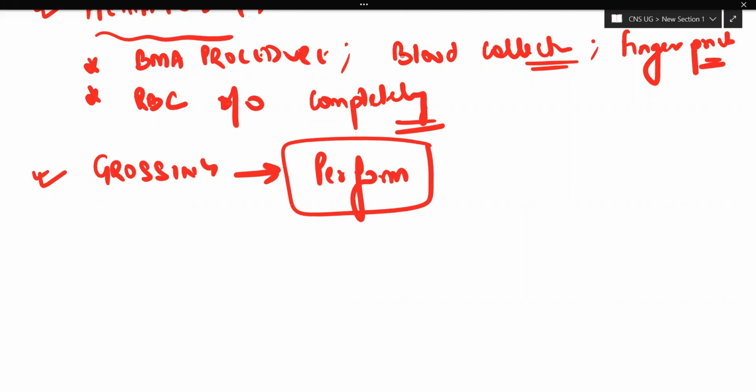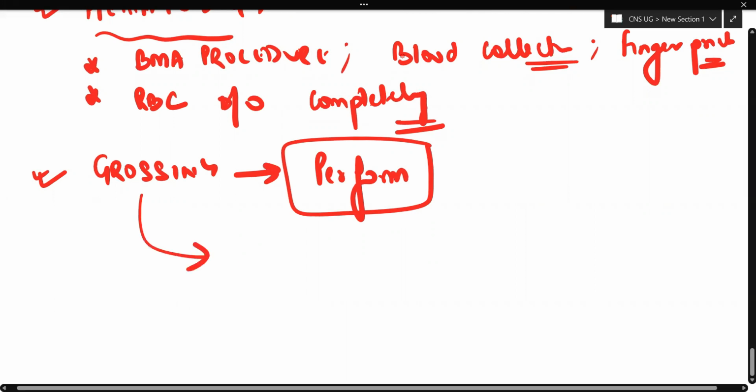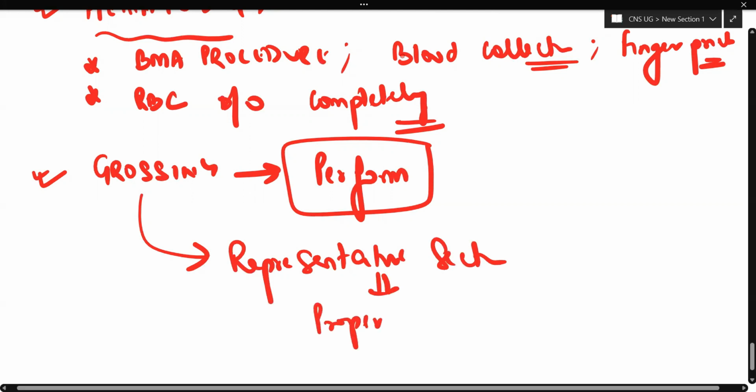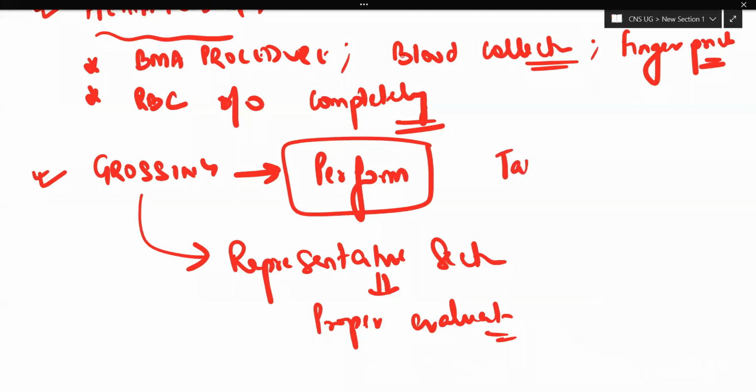Now, what is the basic idea regarding the grossing procedure? You have to take a representative section, because if you have not taken a representative section, then you cannot properly evaluate. So for proper evaluation, a representative section has to be taken. And for grossing, as I've already told you in the Telegram group, we have this Tata manual, the Tata manual of grossing.